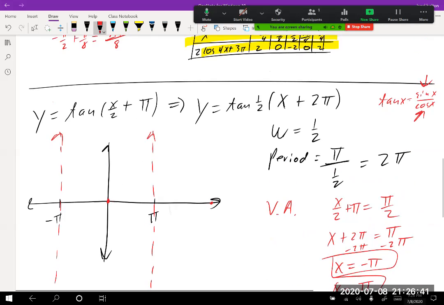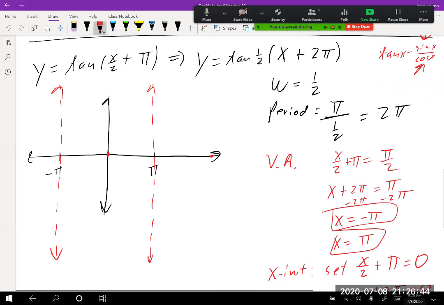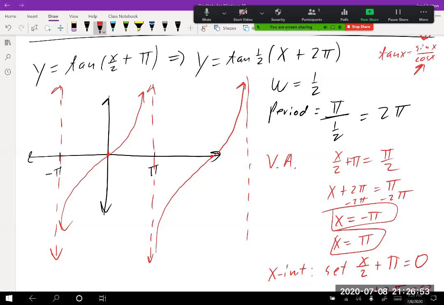There's no negatives, right, or anything like that? Nope. So it's going to be something like this. And then we're going to do another one like this. And then we're going to say there's another asymptote here somewhere. Okay. And that's basically how you do it.